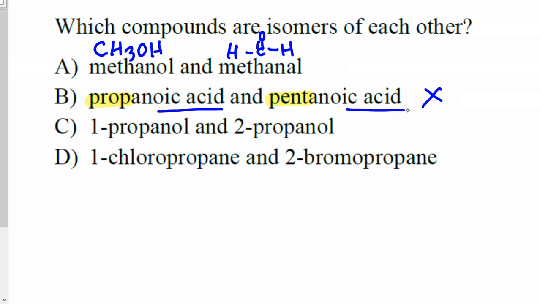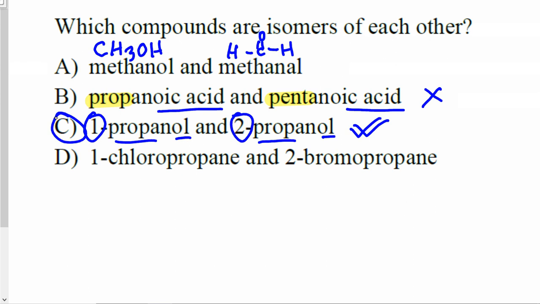For option C, they are the same exact functional group, alcohol. They have the same prefix, which is prop, meaning 3 carbon. However, the location of the functional group is different. So the arrangement of the functional group is different, but they have the same number of carbons and hydrogens, and therefore option C should be our best possible answer.